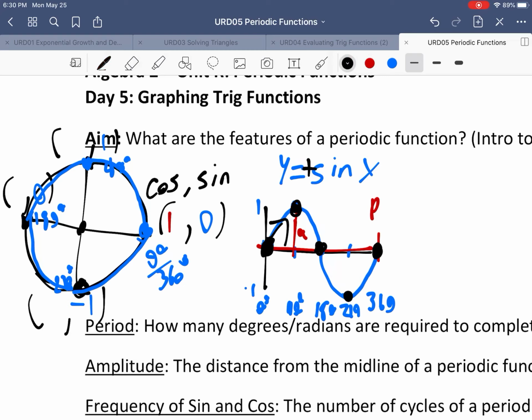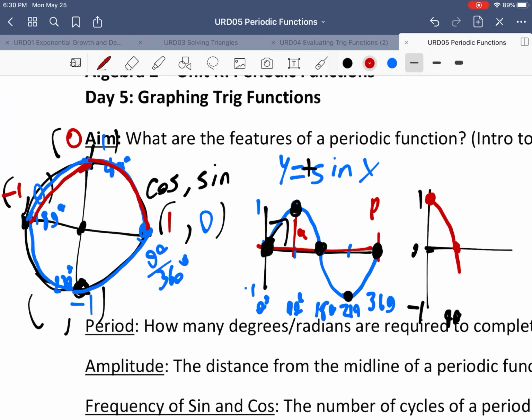Now, unlike that, the cosine curve starts at 1 at 0 degrees. This is going to be our cosine curve. We're going to start at 1. We're then going to travel to 90 degrees, where we will return to 0. So this is 90 degrees. Then we are going to return to -1.